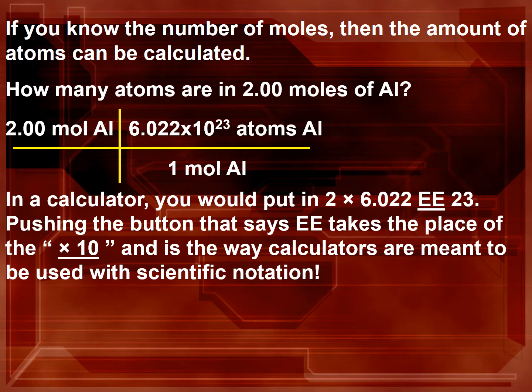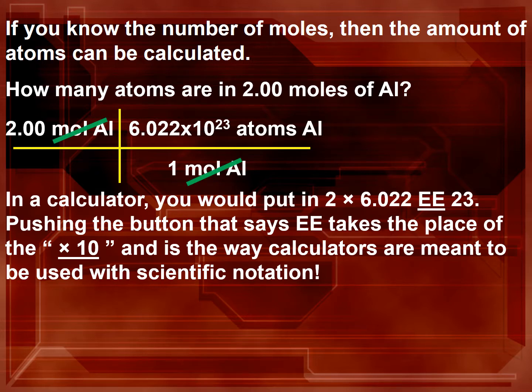Now in our calculator, we don't put in 6.022 and an X and a times or anything. In the calculator, we put in 2 times, and then we put in 6.022 EE23. Pushing the button that says EE takes the place of the times 10 to the power of part, and it's the way calculators are meant to be used with scientific notation. Never ever use the little caret, the little arrow that points up when you're doing a calculation like this. Some calculators don't say EE, they say EXP, and that stands for exponent, and they mean the exact same thing.